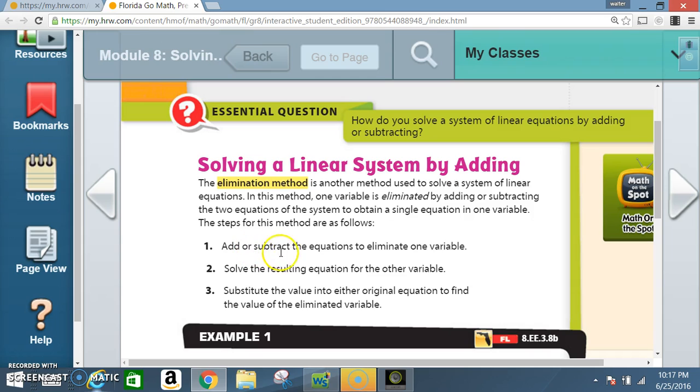1. Add or subtract the equations to eliminate one variable. 2. Solve the resulting equation for the other variable. 3. Substitute the values in either original equation to find the value of the eliminated variable.